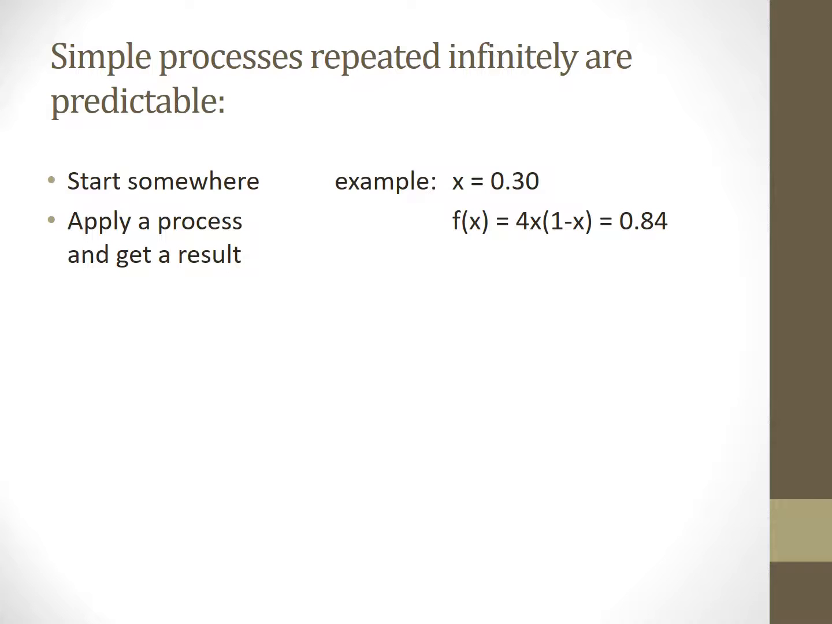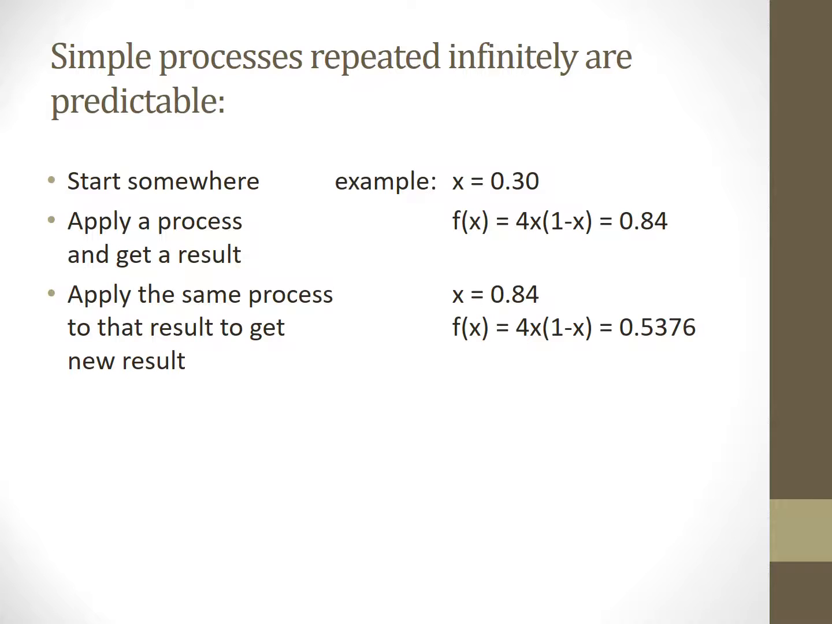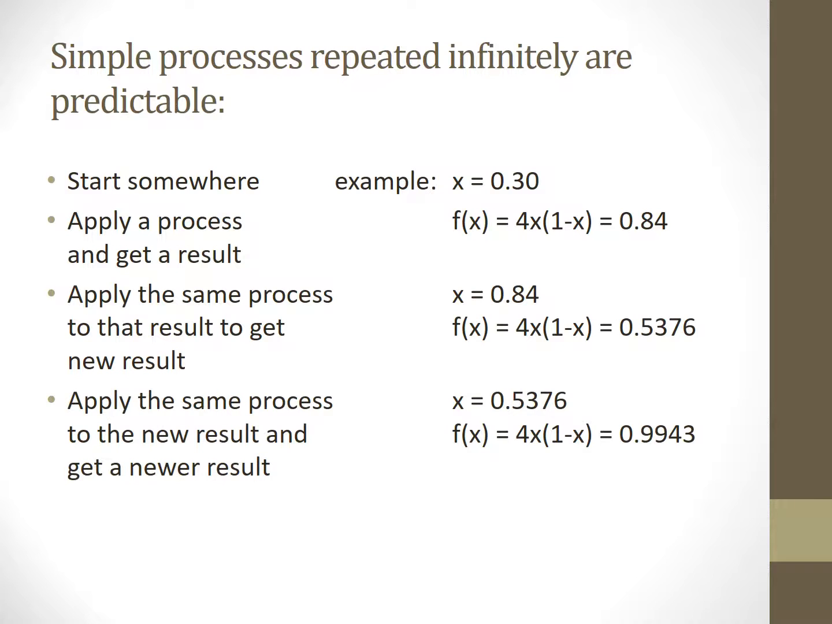Now, the second step of this repetitive process, this iterative process, is you take your answer that you got from the first step and put it into the same formula. So now, when you're trying to find this answer for y, or f of x, it's 4 times x, which is 0.84, times the quantity 1 minus 0.84. So it becomes 4 times 0.84 times 0.16, and that gives you 0.5376. Now we take that answer and put it into the third iteration. And when you put that in for x, you get 0.9943.